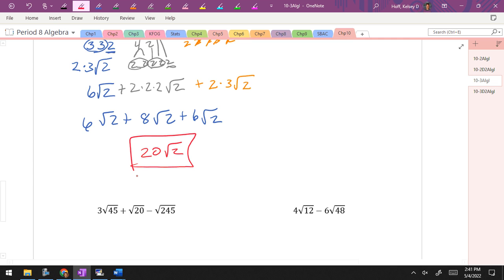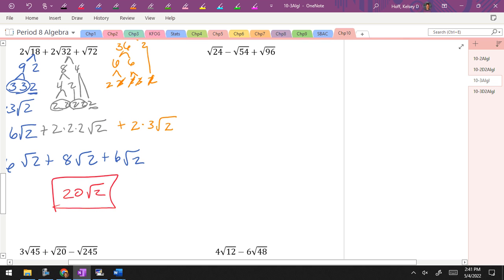Okay, go to the right. Square root of 24 minus the square root of 54 plus the square root of 96 on your own. See what you get.